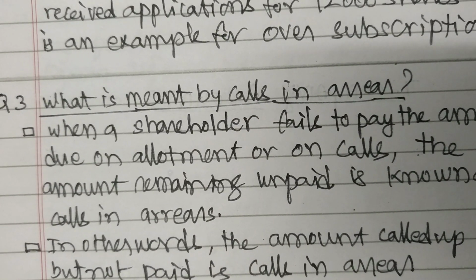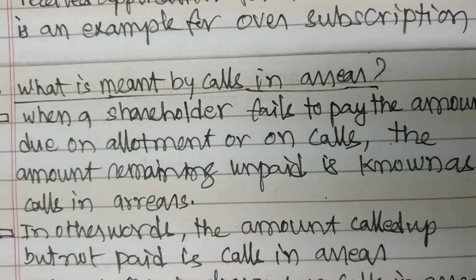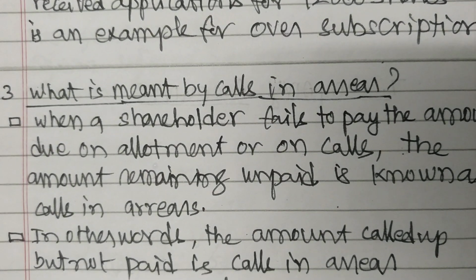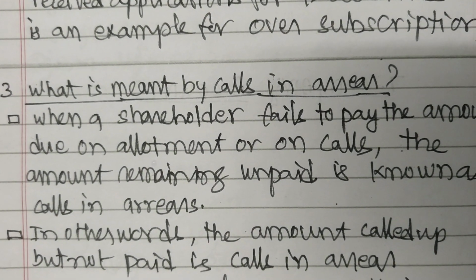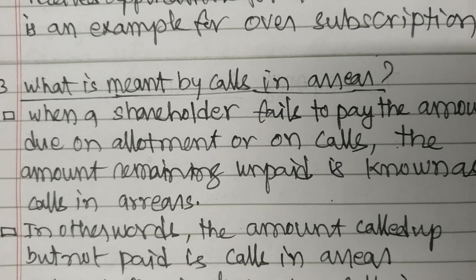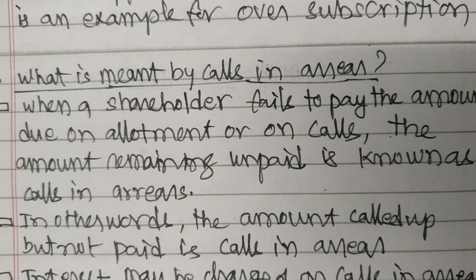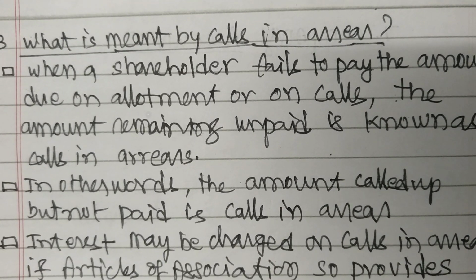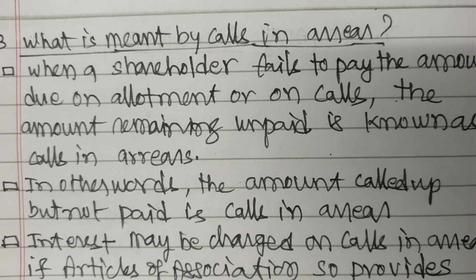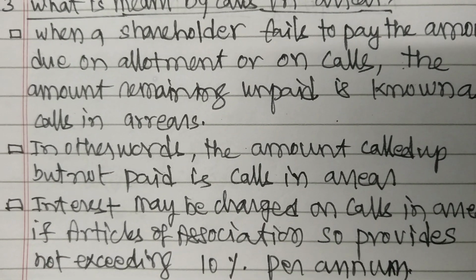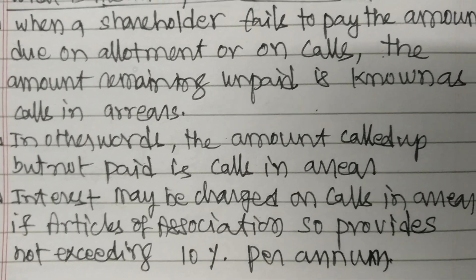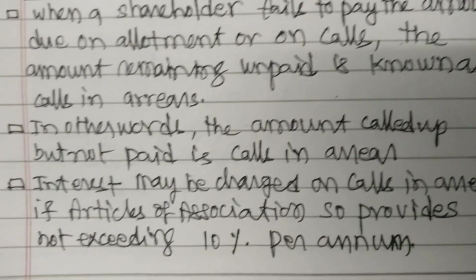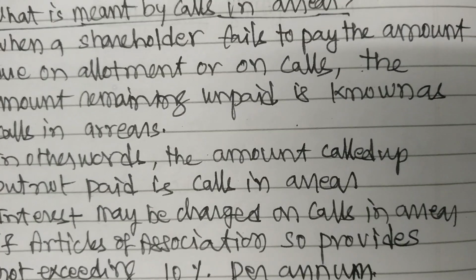What is meant by calls in arrear? When a shareholder fails to pay the amount due on allotment or on calls, amount remaining unpaid is known as calls in arrear. In other words, the amount called up but not paid is calls in arrear. Interest may be charged on calls in arrears if articles of association so provides, not exceeding 10% per annum.